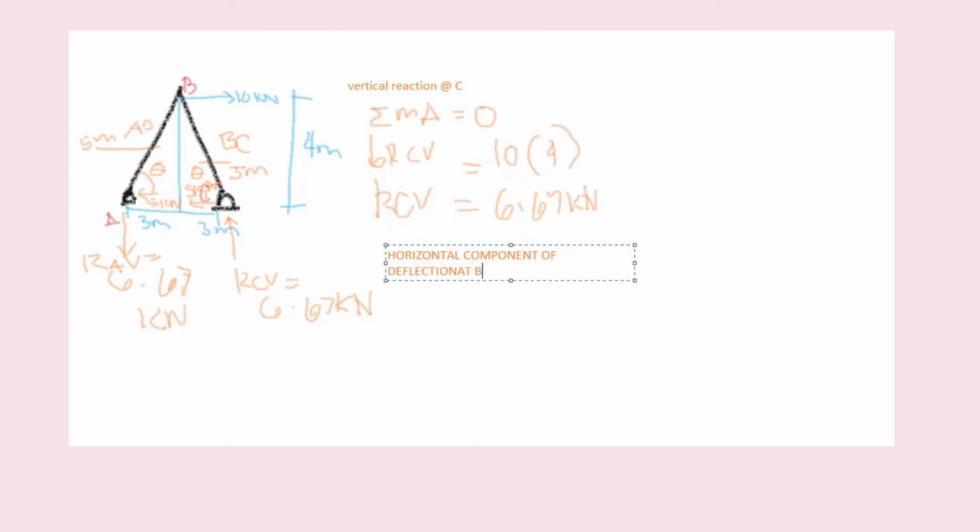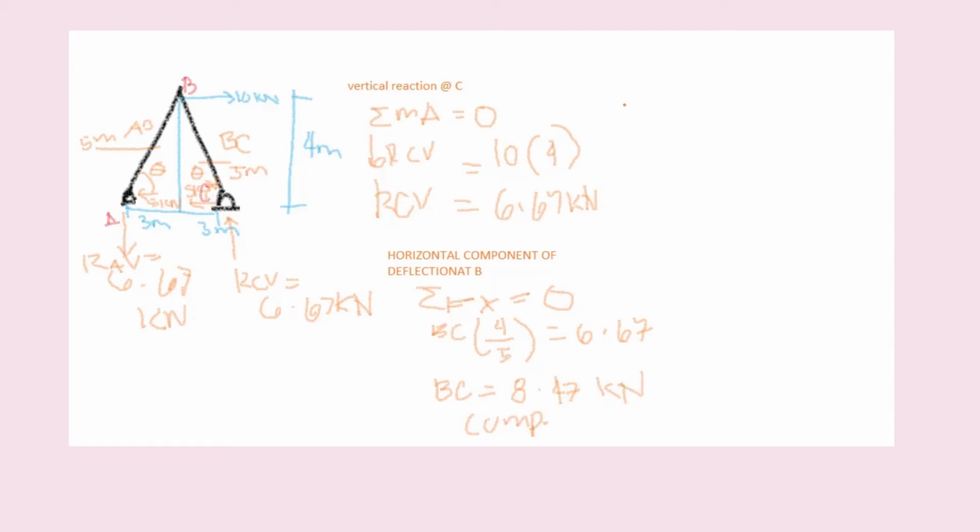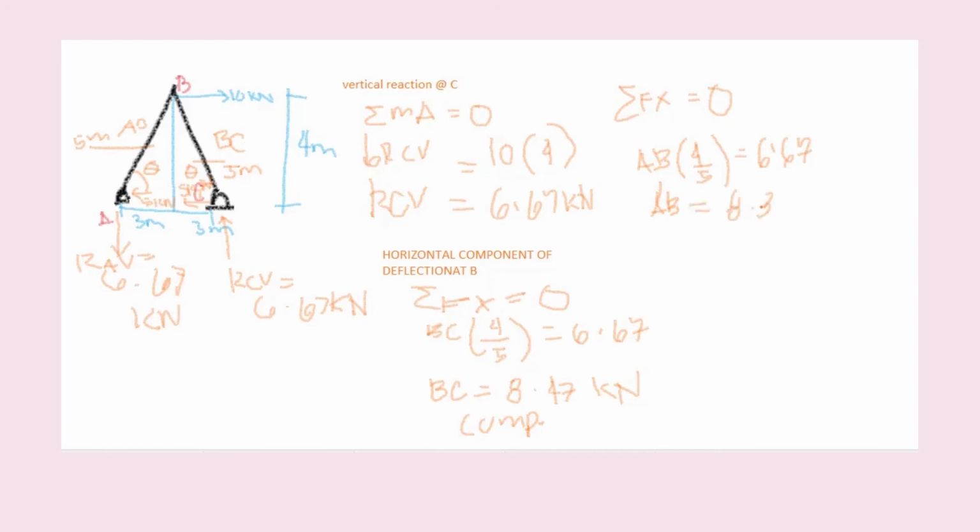For the horizontal component of the deflection at B, summation of Fx is equal to 0. BC multiplied by 4 over 5 is equal to 6.67. So BC is equal to 8.47 kilonewton for the compression. Next is summation of Fx is equal to 0. AB multiplied by 4 over 5 is equal to 6.67. So AB is equal to 8.34 kilonewton. That is the tension. Now, I'm going to draw the free body diagram of these angles.